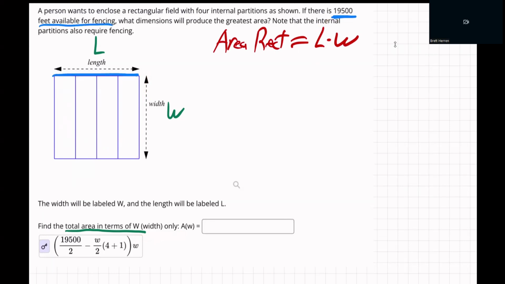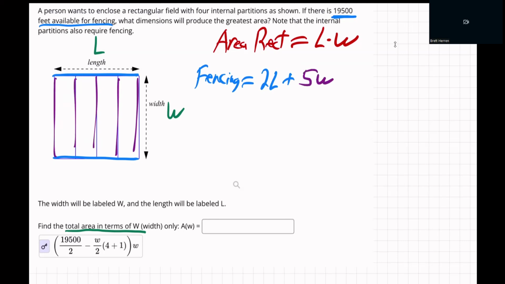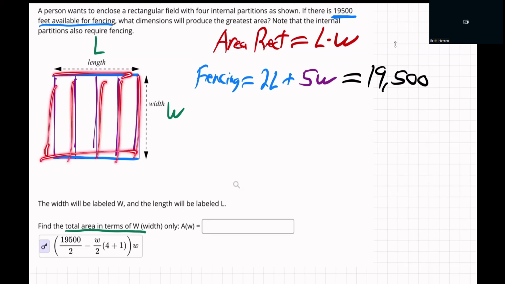So that means the length plus the length. So the fencing equals two lengths, and then one, two, three, four, five widths. And that equals 19,500. Right? That's the fencing. We have five widths of fencing, two lengths of fencing, five widths and two lengths, totaling 19,500 feet of fencing.